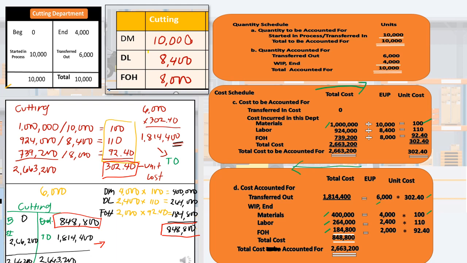Kapag idinagdag po natin yan dun sa ating transferred out na 1,814,400, ang lalabas po dun ay 2,663,200, which is also equivalent dun sa ating total cost to be accounted for, which is our goal. Kasi ina-explain lang natin kung ano nangyari sa total cost to be accounted for. So, ina-explain yan ng schedule ng cost accounted for, which is sa letter D ng ating cost of production report. So, ganyan lang po ang pagpe-prepare ng cost of production report ng cutting department.